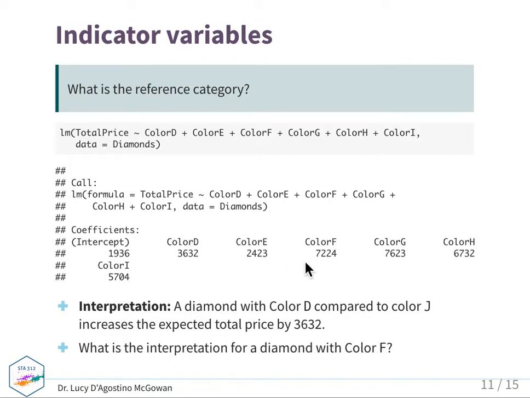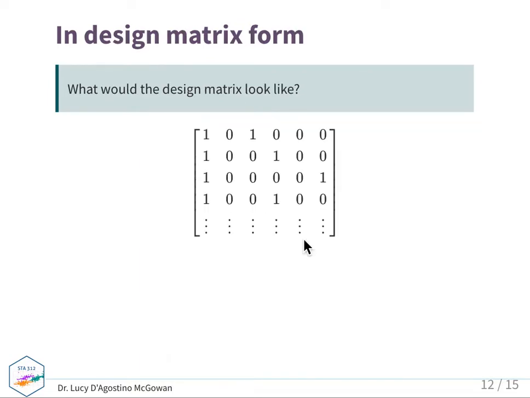What would be the interpretation for column F? A diamond with color F compared to color J increases the expected total price by $7,224. Okay, so what would the design matrix for this look like?